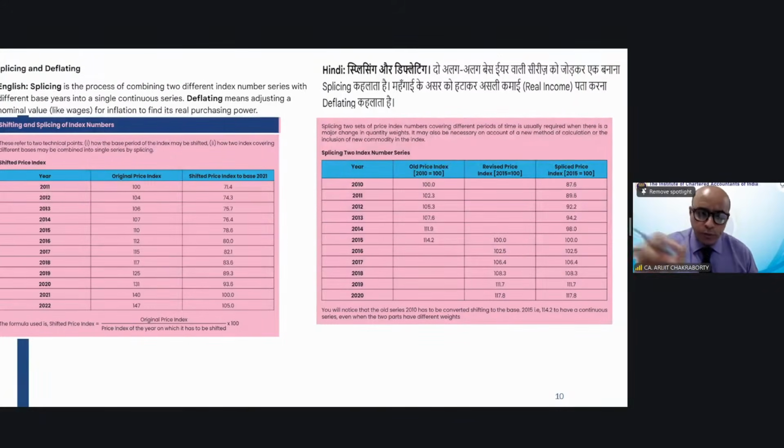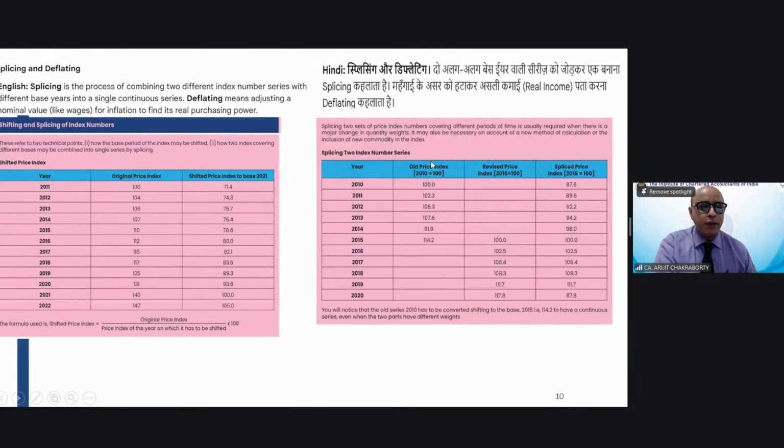take 100 in the numerator, divide it by 114.2 and multiply it by 100. So it will be, for 2010, the spliced index is 100 divided by this 114.2. You multiply it by 100, you will arrive at 87.6, which is the spliced price index.